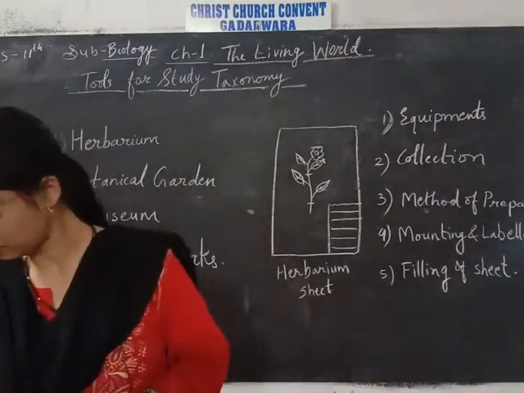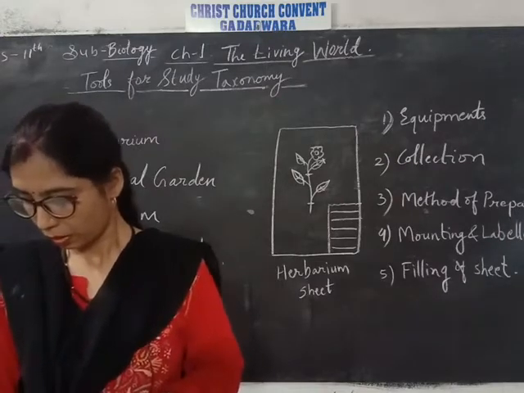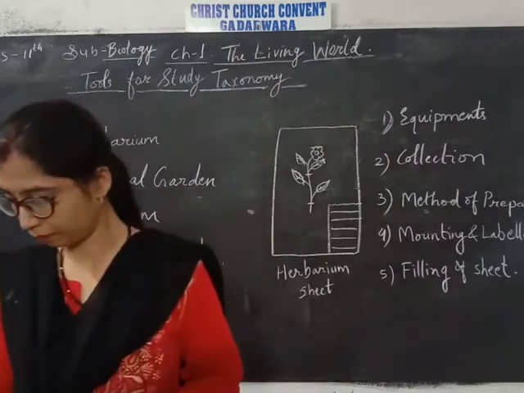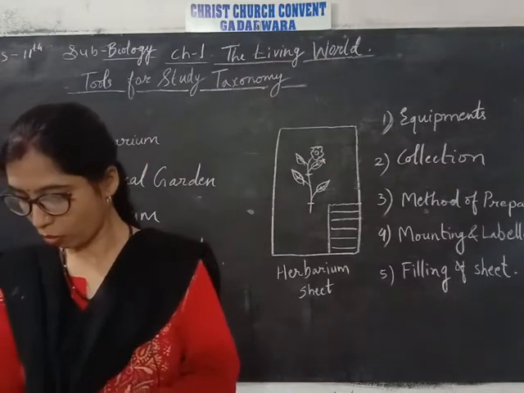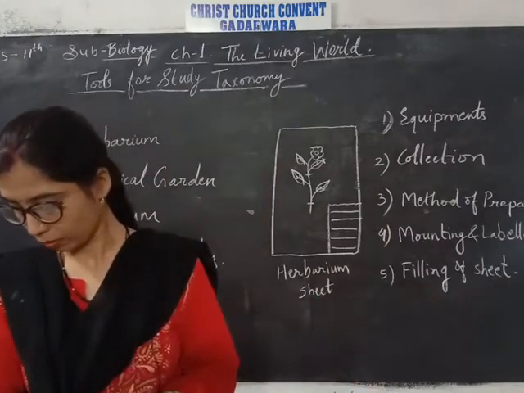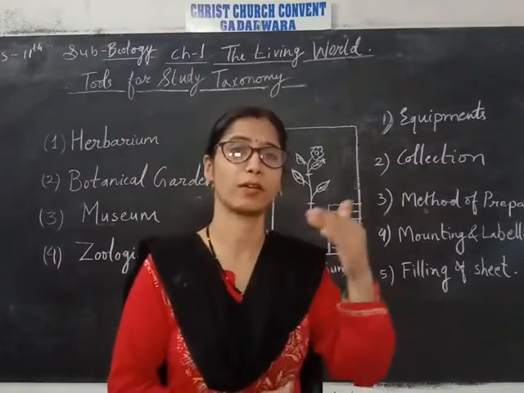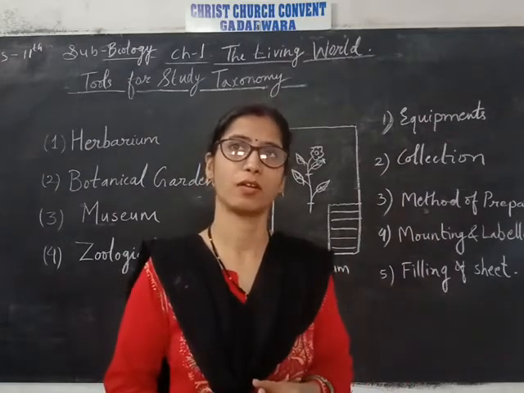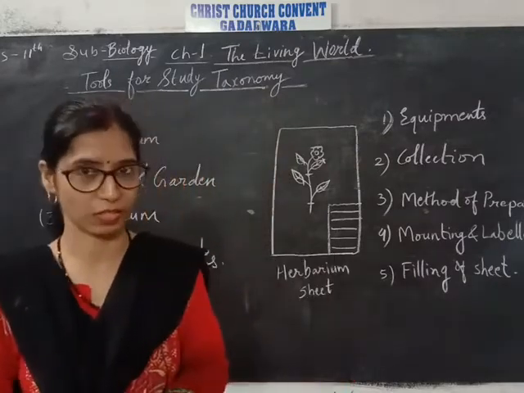Botanical gardens play an important role in the study of taxonomy, and the plants of tropical and temperate regions are grown almost under natural condition in botanical gardens. So we can study various types in institutes and the universities. They are the big universities. They are in their plantation. Botanical gardens are also present for the study.